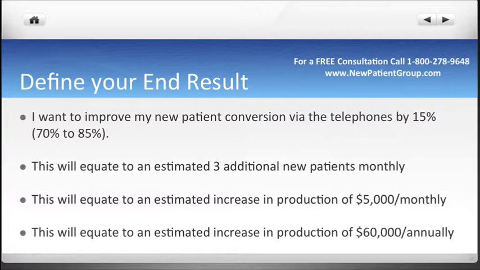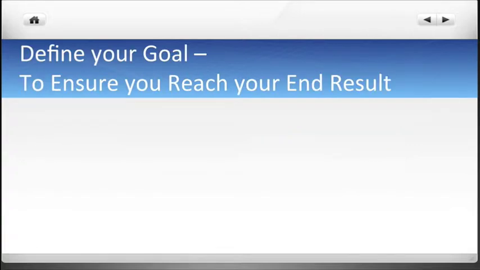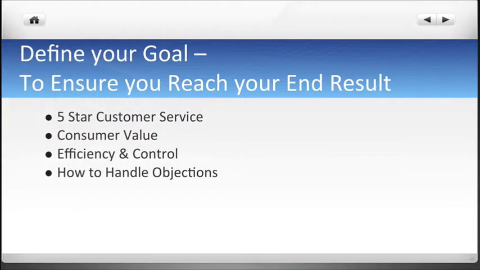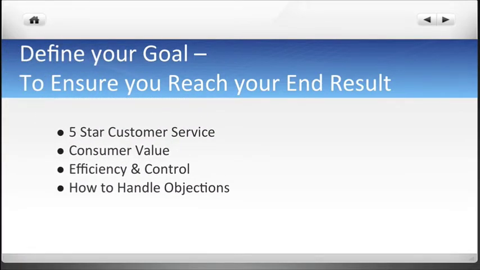So from the phones alone, if your end result is to improve the conversion, that right there could equate to $60,000 annually just by doing that, without spending one dime on marketing or anything, just focusing on that. Now, notice we're starting at the end, we're working backwards, because now that's what you want to be the end result. Now you have to define your goals to ensure you're able to accomplish and reach your end result.